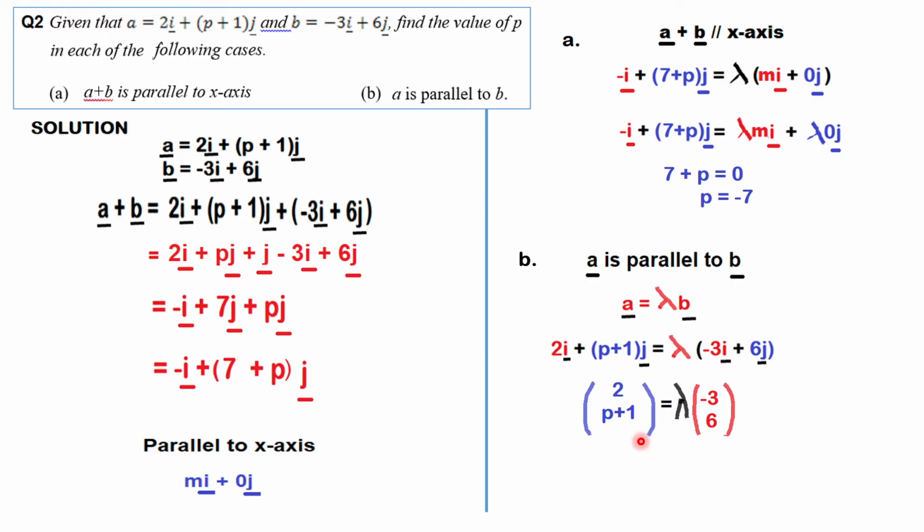In order to find the unknown p, I'm just going to cross multiply, neglect the lambda, and you will get the equation as this. Negative 3 in bracket p plus 1 equals 2 times 6. Solve this, you will be able to find the value of p. So this is one of the techniques that you may use. If you are not asked to find lambda, just find the unknown in the column bracket. It is one of the easy ways of doing it. Cross multiply and you will get the answer. Neglect the lambda.